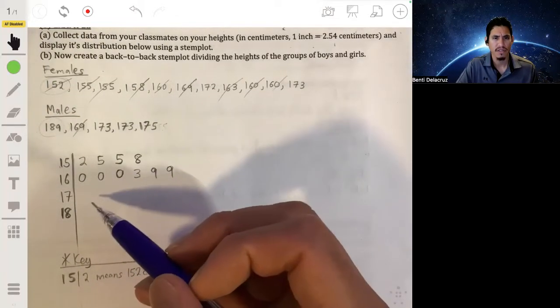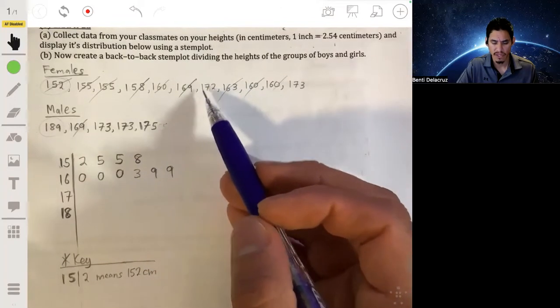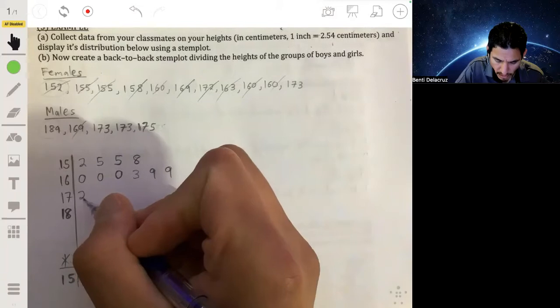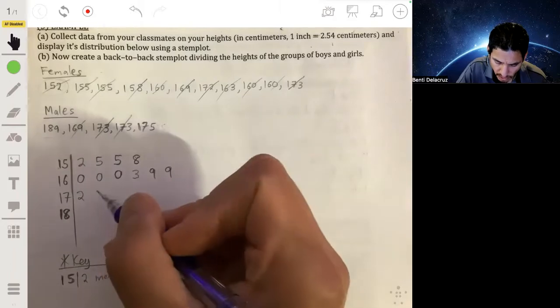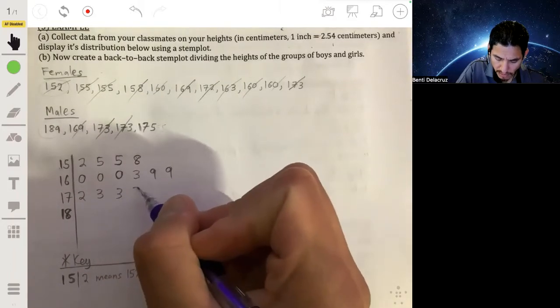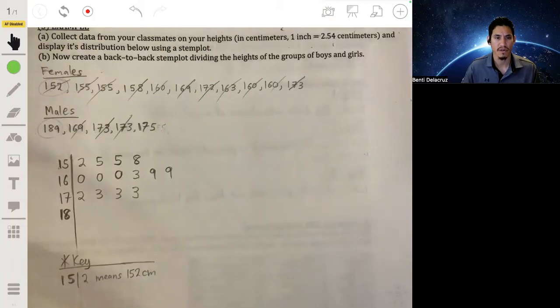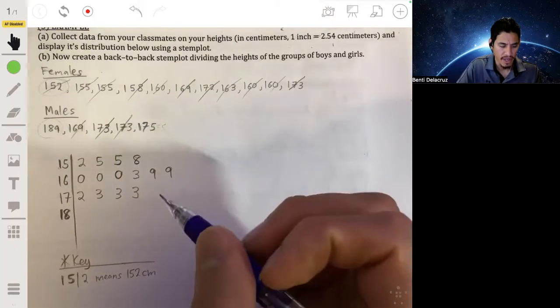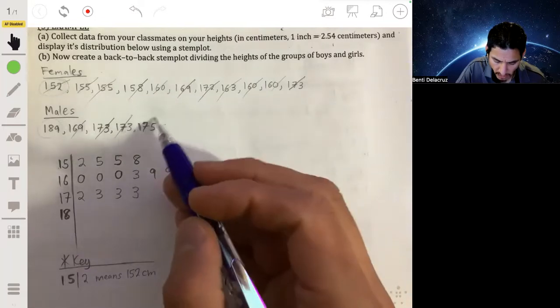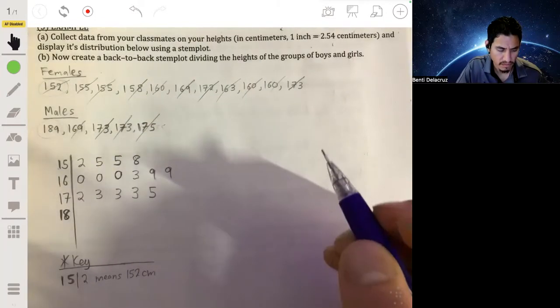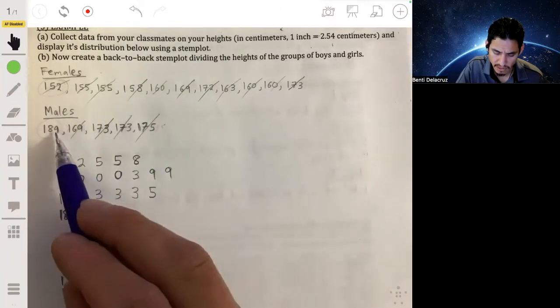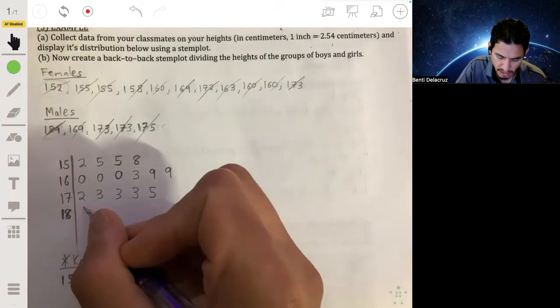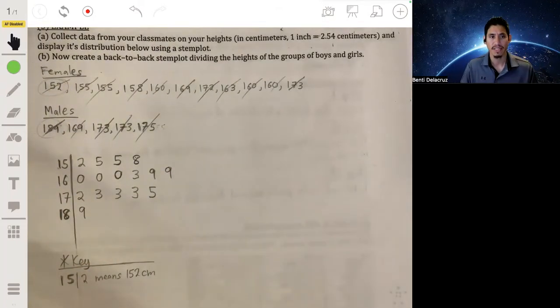Okay, now I move on to the 170s. The lowest 170 I have is 172, so I just put a 2 in the next row. I have 3 173s, so I'm going to put 3 3s. Again, keep them equally spaced so it's nice and organized. And then I have a 175. So no more 170s, and the last one is actually the 189. That'll be the biggest one, and that would be there. And that's it. That's all there is to it. The stem plot is pretty simple.